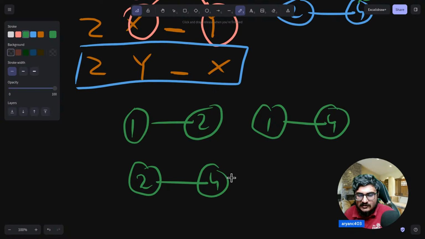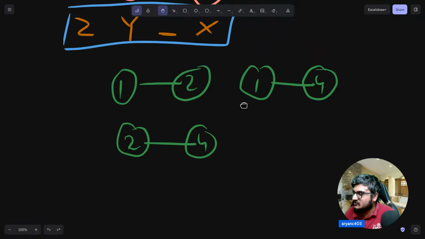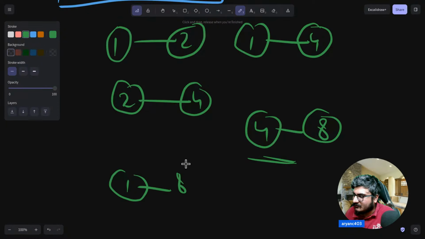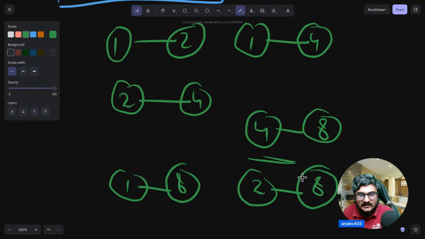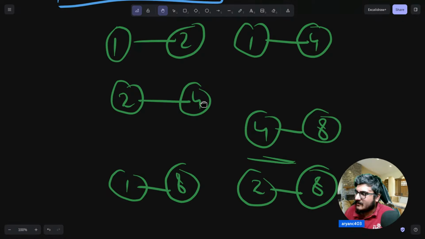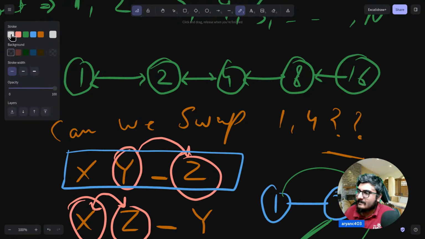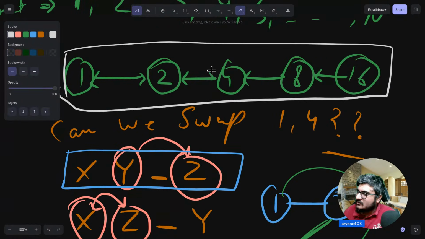And similarly, you can extend it: because you can swap 4 and 8, you would also be able to swap 1 with 8 and 2 with 8. Just that the number of swaps will keep on increasing, but it's technically possible. So for example, with 1, 2, 4, 8, 16, you can essentially swap any element in this set with any other element. There are no restrictions from our problem. Any questions so far?